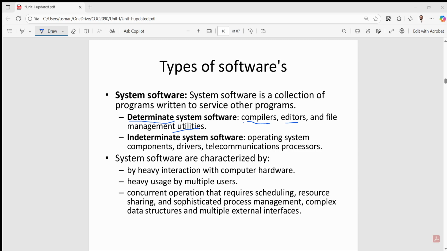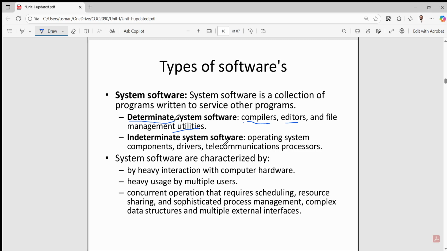System software generally has heavy interaction with computer hardware. Like the OS has a lot of tightly coupled systems which actually interchange data with the hardware. They are generally designed for a multi-user system, and Windows OS is not designed for a single user. Many different types of users use the same system. That's what we mean by multi-user. Concurrent operations that require scheduling, resource sharing, and sophisticated process management, complex data structures, and multiple external interfaces. So these are certain attributes related to system software.